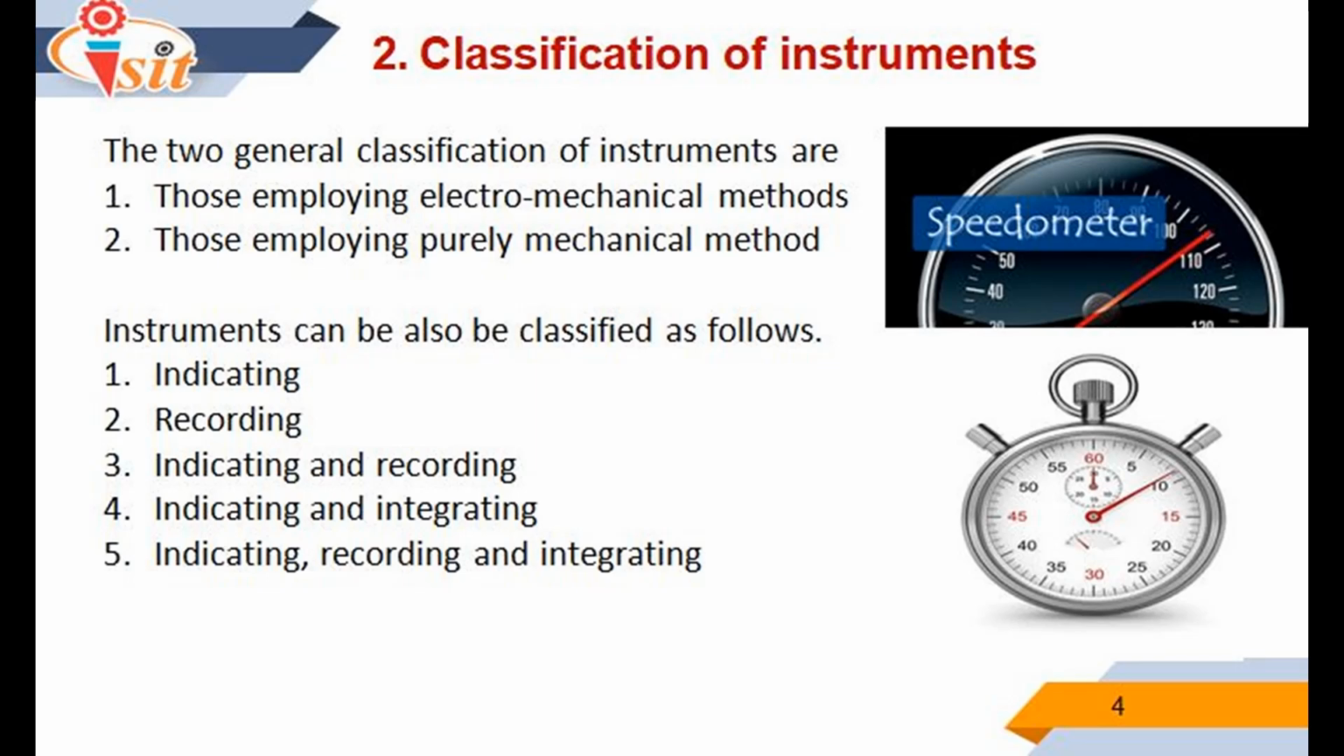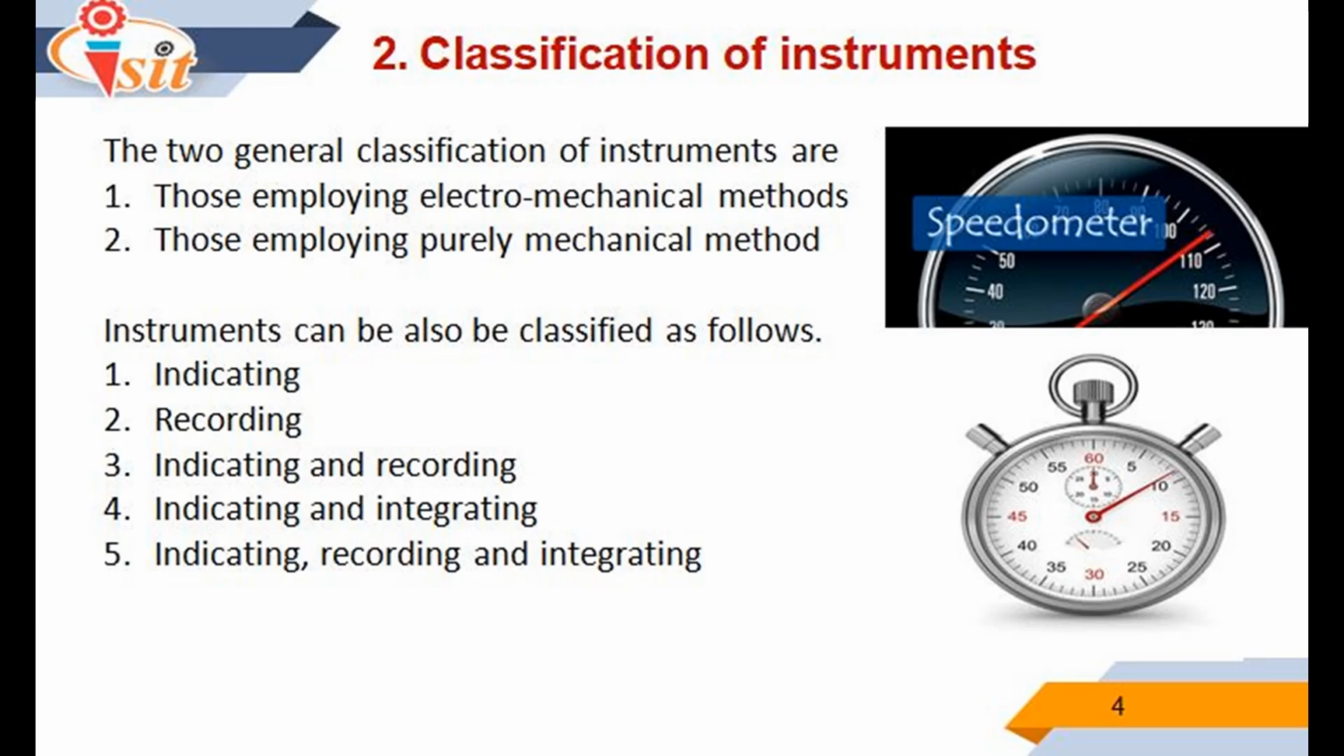Classification of instruments. The instruments are mainly classified into two types. First, those employing electromechanical methods, and second, those employing purely mechanical methods. The instruments are further classified as per use. First one is indicating instruments. Some instruments are indicating instruments, like the speedometer of a vehicle, a watch, the fuel indicator, or some direction instruments. These are the indicating instruments.